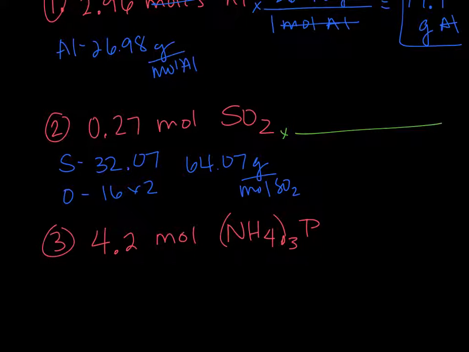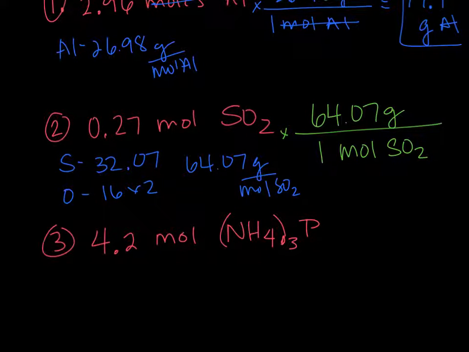So now, which side of this is going down here? The grams or the moles? We're going to put moles down here because we have moles up here. And so moles of SO2 cancel with moles of SO2, and we're going to take 0.27 times 64.07. And I end up with 17.3, or just 17 grams of SO2.